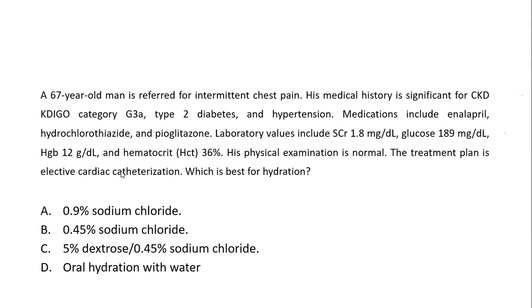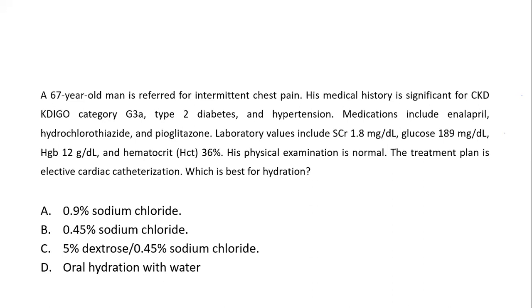So this is a case regarding that. It's a 67-year-old man. He is referred for intermittent chest pain. His medical history is significant for CKD, KDIGO category 3A, right? Type 2 diabetes and hypertension. Medications include enalapril, hydrochlorothiazide, and pioglitazone. Lab values include serum creatinine 1.8, glucose 189, hemoglobin 12, hematocrit 36%.